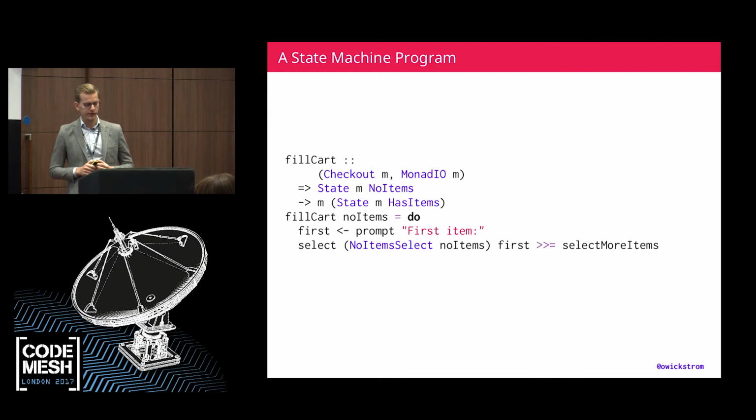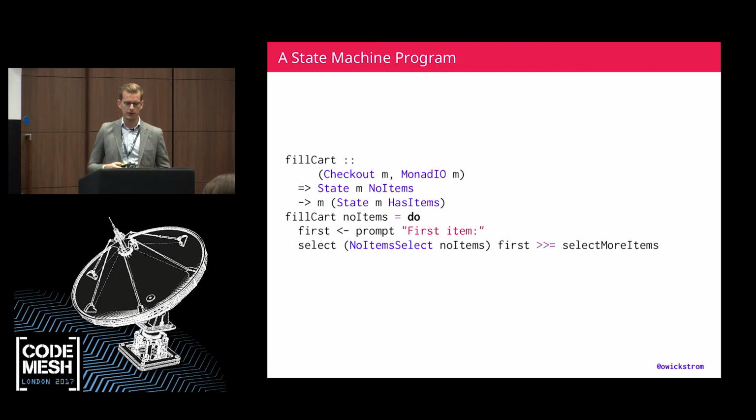So the type signature says that this transitions from no items to has items. And the definition asks for an item and selects that. You can note here how we wrap the state in the appropriate no item select constructor to get a select state value.